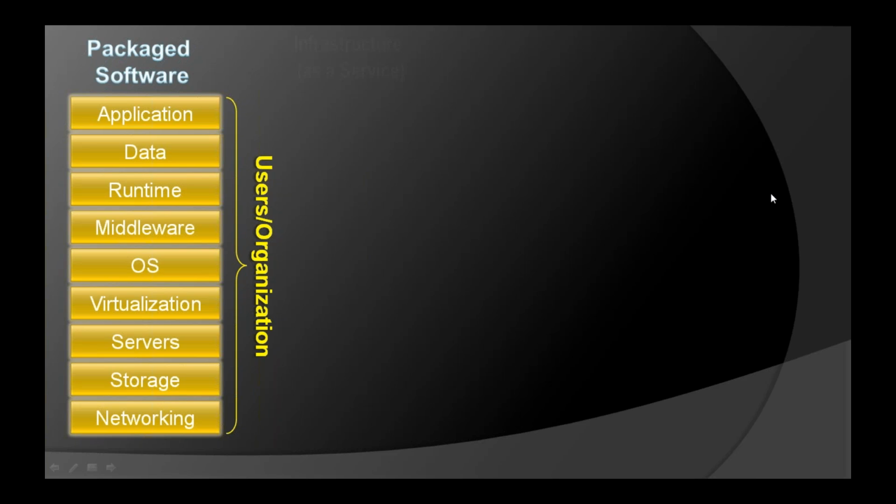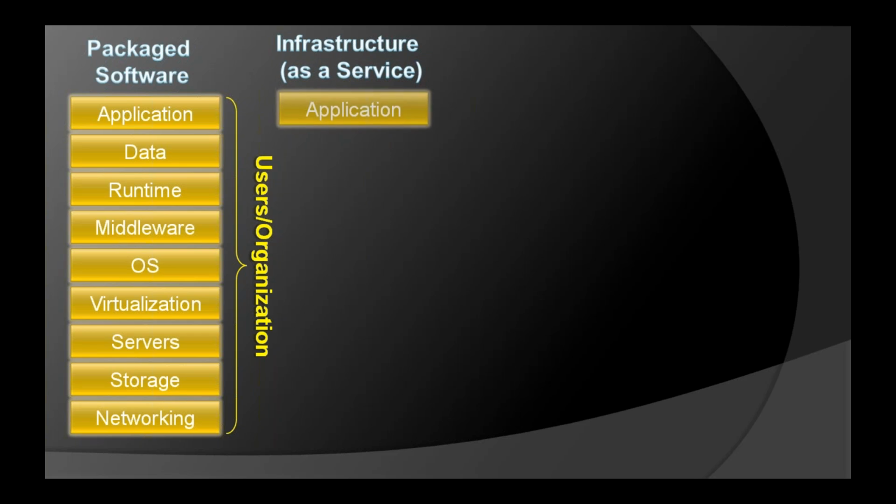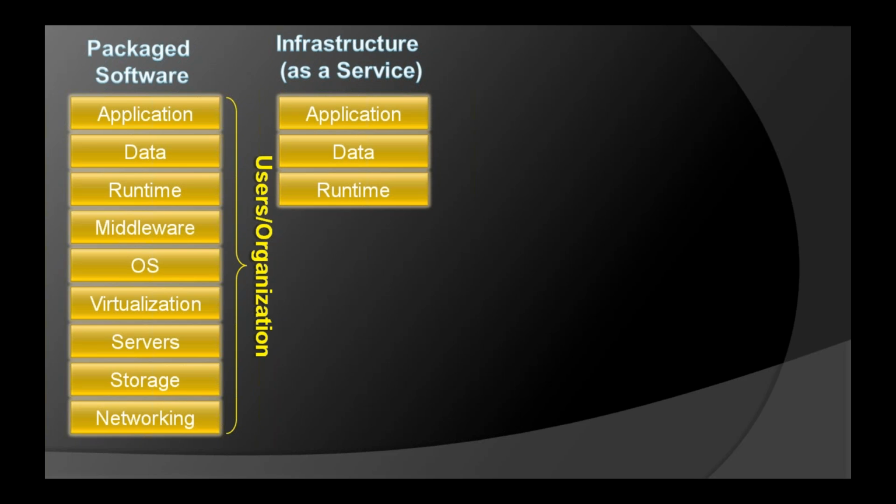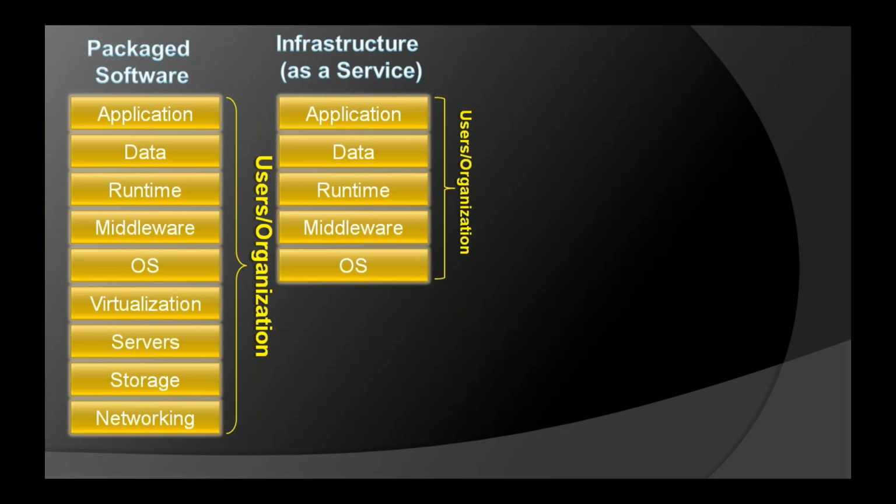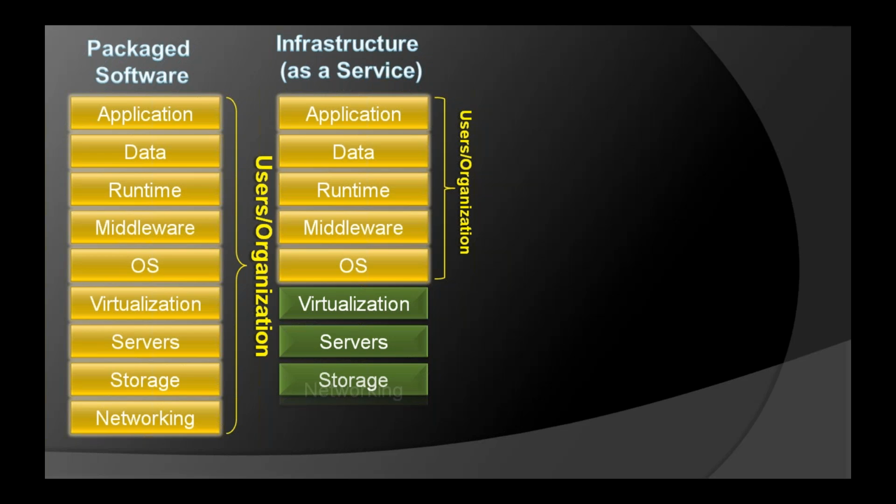Now, if I go for infrastructure as a service, or you can say hardware as a service, you again have the application, the data, the runtime, the middleware, and the OS. All these will be maintained by the users or the organization. Hardware as a service is one of the services of the cloud. Now, what is the use of that? The virtualization, servers, storage, and network will be maintained or managed by the vendors only.